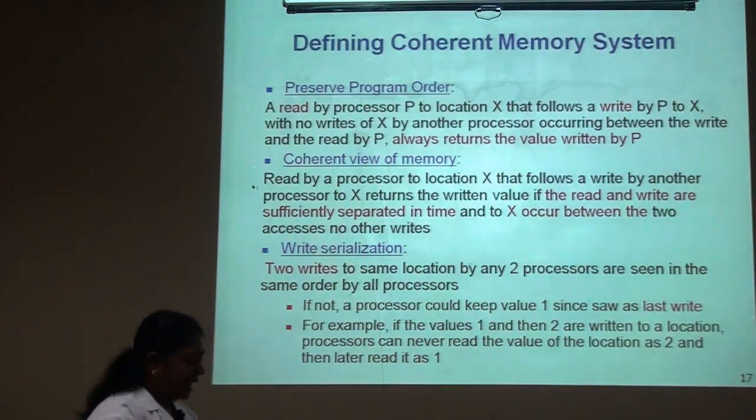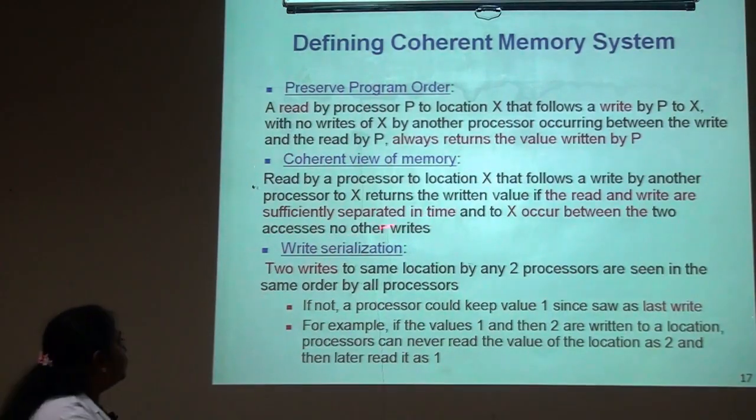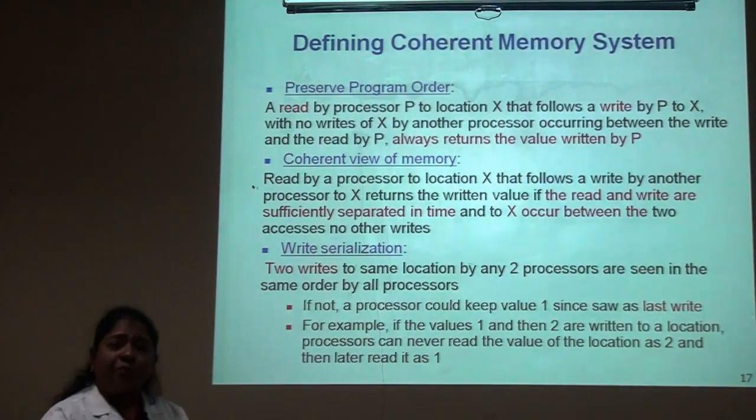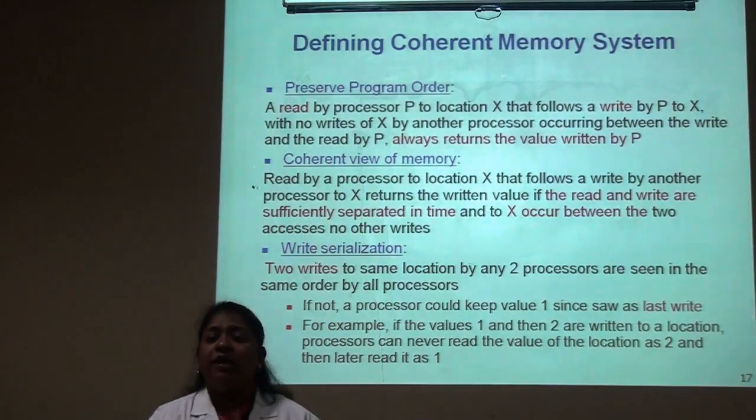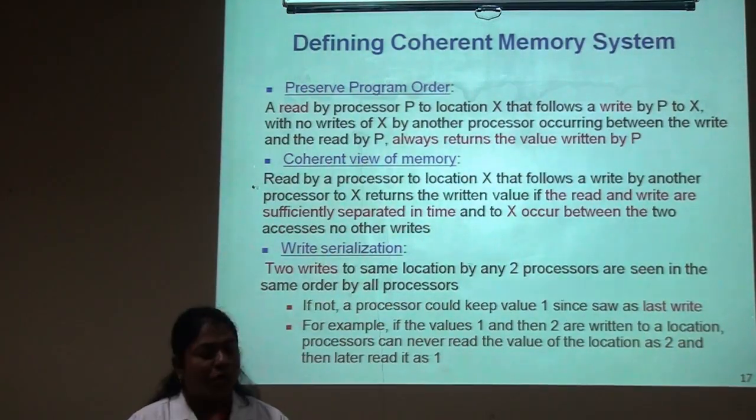And the next one is write serialization. Suppose two writes are to be performed by two processors: the first processor writes some value for a particular variable, and the second processor wants to update the same variable also. The write serialization is very, very important. After the first write completes, the second write, which is the last write, gives the updated value. Write update is very, very important.